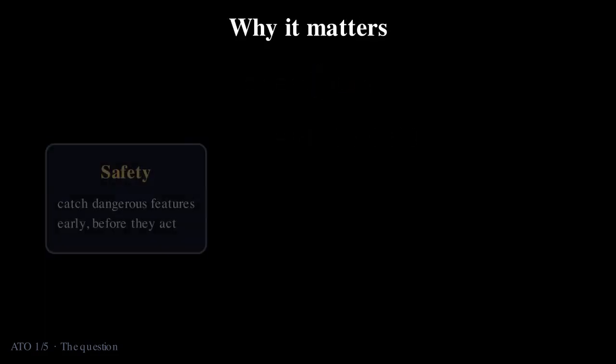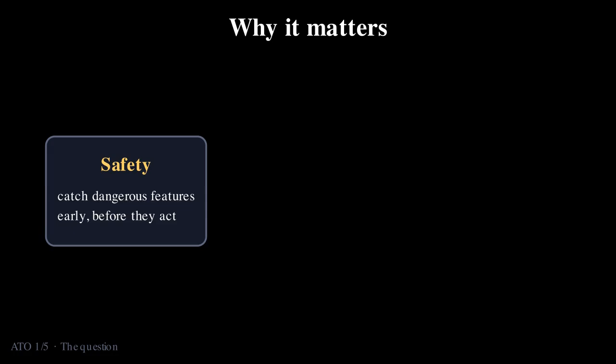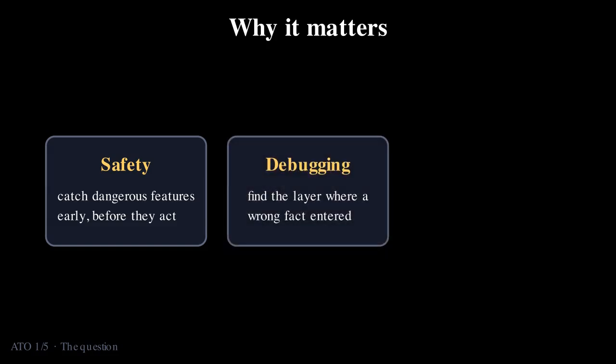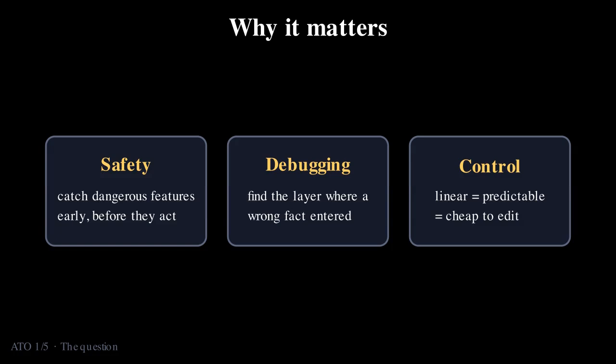Why should anyone care? 3 reasons. Safety. If a dangerous feature, say one involved in a jailbreak, is transported from early layers, you can detect it early, before it acts. Debugging. If the model states a wrong fact, transport tells you which layer to blame, where the fact entered the stream versus where it was merely carried. And economy. Linear structure is cheap to predict, cheap to monitor, and cheap to edit. Nonlinear synthesis is a black box.